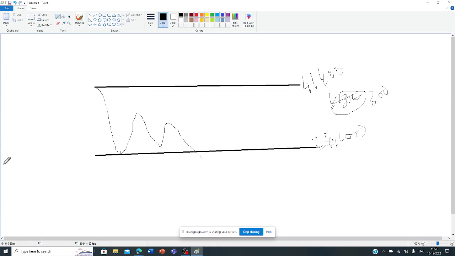You know why? It started here, right? It took support here. Now is it making a new high? The high is here. So this is a lower high and one more lower high. That means sellers are strong here. If this breaks now, I can enter short. This breakout I can enter, right?